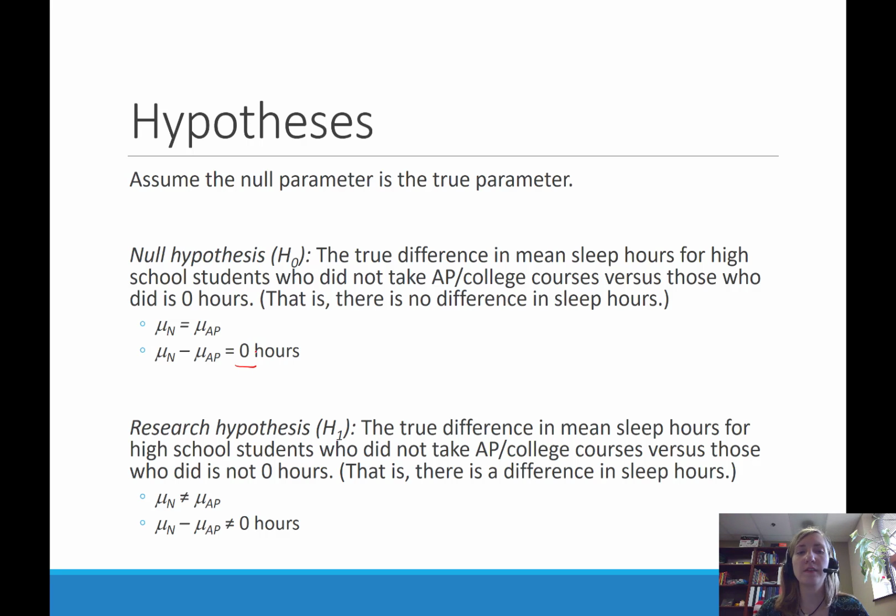The research hypothesis is that the true difference in mean sleep hours for high school students who did not take AP or college courses versus those who did is not 0 hours. That is, there is a difference in sleep hours between the two groups, or that their means are not equal, or that the difference of their means is different from 0.